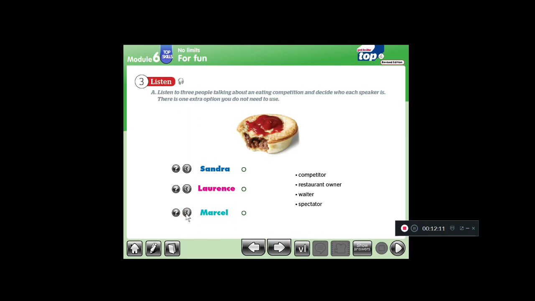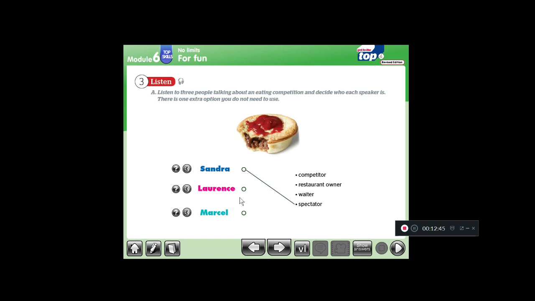Okay, so this event is popular. So let's focus on what Sandra said. She said that she was looking at the event and she could see that the boys were eating pie after pie. That makes her feel a little bit disgusted. So now she considers that maybe she's gonna become vegetarian. So we can say that Sandra is a spectator, right?